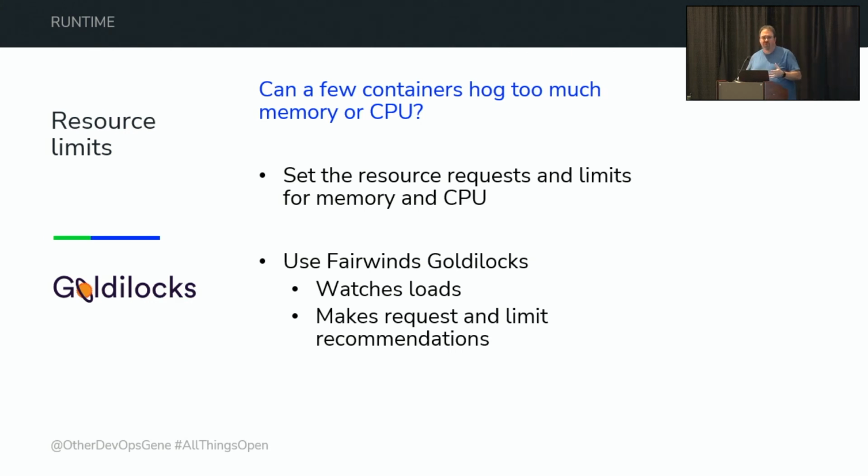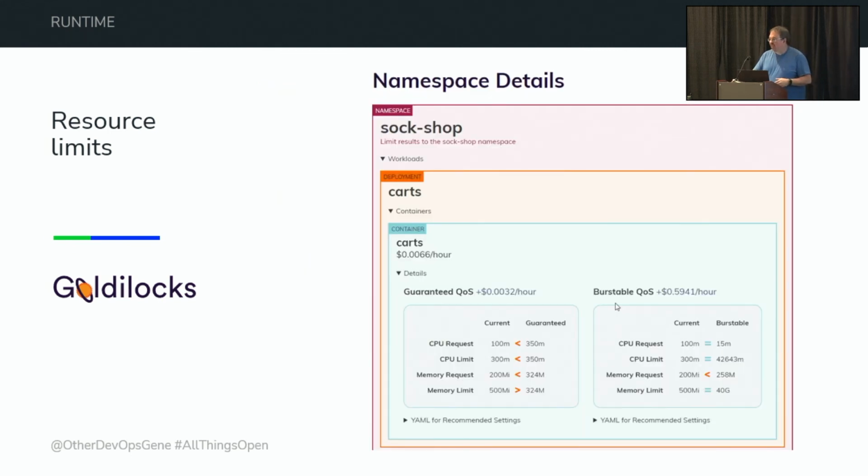Goldilocks works with a system called the vertical pod autoscaler to watch what the system's using and make recommendations for you, and actually spit out the YAML that you can stick into the manifest to show what it should be using. So the best way to use it: go ahead and deploy some stuff, run it under some sort of load, whatever you think is representative.